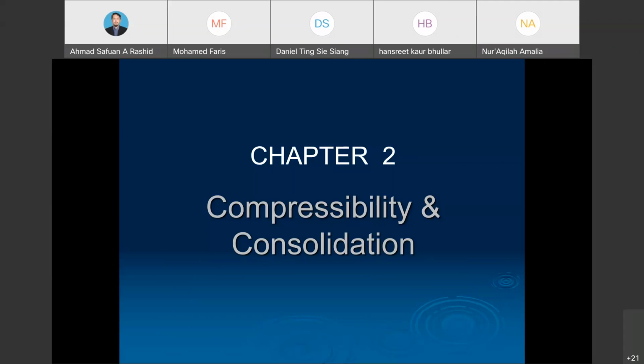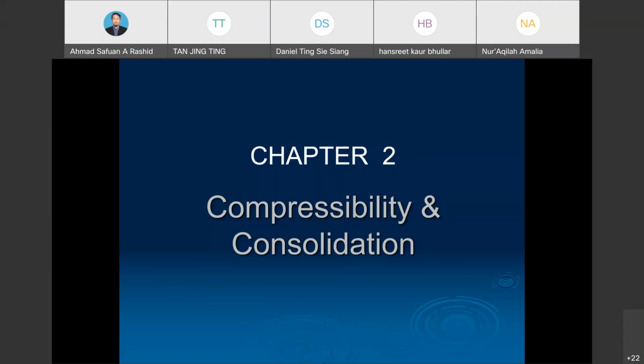Okay, so if from your calculation the settlement is greater than 25 millimeter, actually your building is safe, but it cannot be considered a good looking building, under the serviceability limit state. So in design we have two types of limit state that we should cater for. The first one is the ultimate limit state, and the second one is the serviceability limit state, SLS and ULS.